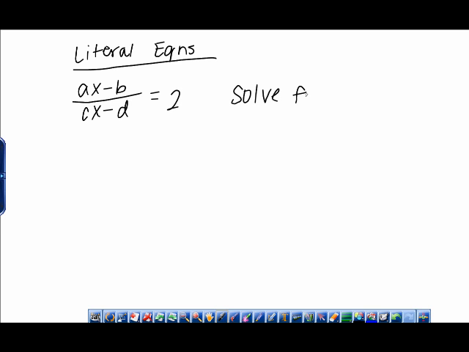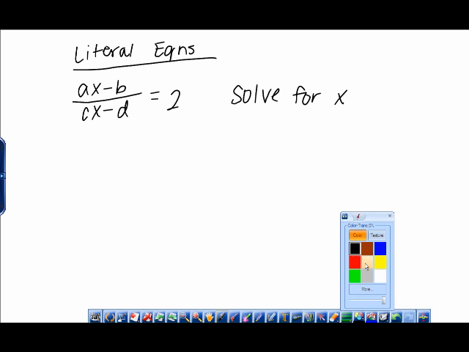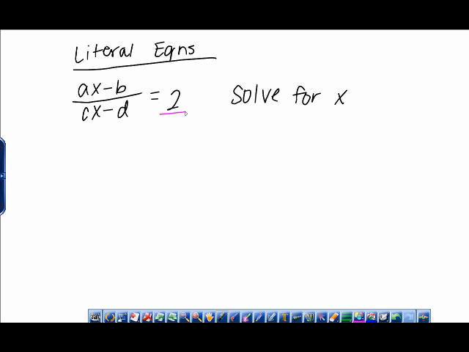It may be x, it may be another letter. In this case, it is x. So you're trying to isolate x. You're not going to have a number answer or anything like that. In this particular problem, you can think of it like a rational, like multiplying both sides by the LCD, or you could just think of it as cross-multiplying.